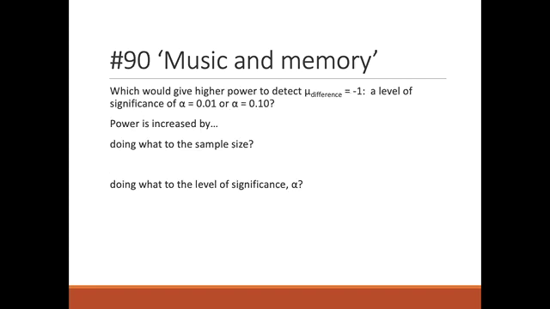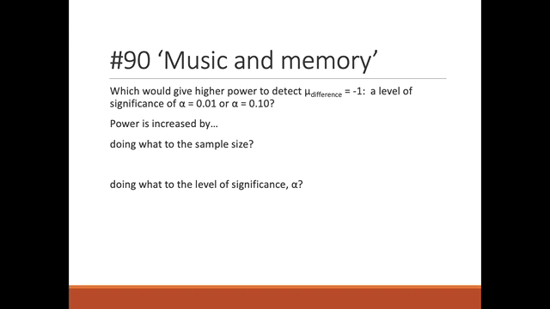So the last part of this question, actually it's question number 90, but it's related to the previous question. What would give you higher power to detect a mean difference as extreme as -1? A level of significance of 1% or a level of significance of 10%. So remember, power is that you are rejecting the null hypothesis when you should. A type 2 error is when you fail to reject when you should. You've made an error. Power is that you are rejecting when you should.